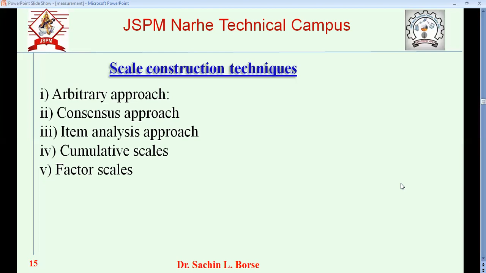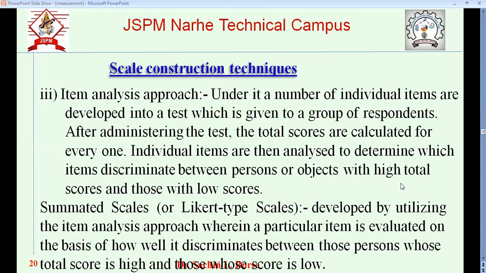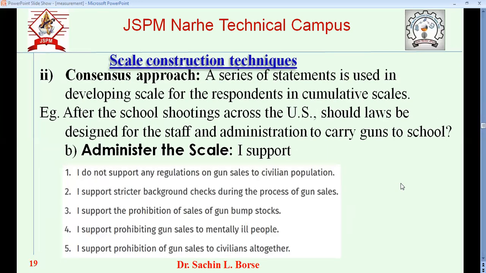Today we'll see the cumulative scale and the factor scale. First I will quickly revise the item analysis approach. The consensus approach we saw: we take the surveys, and before going for surveys, we give the questionnaires to a few persons and try to get the weightage for each question.